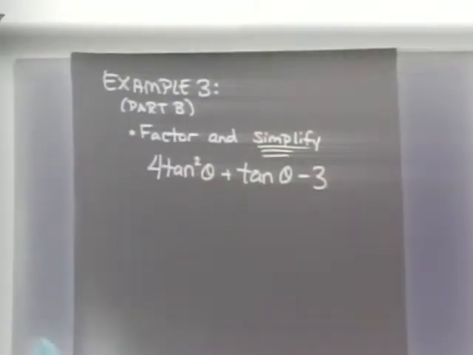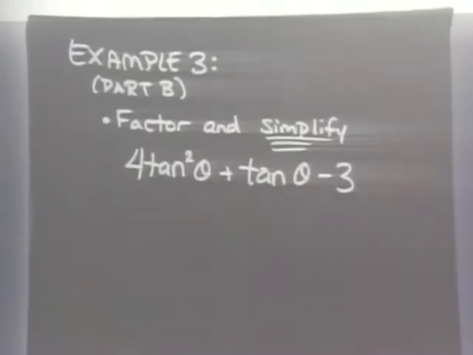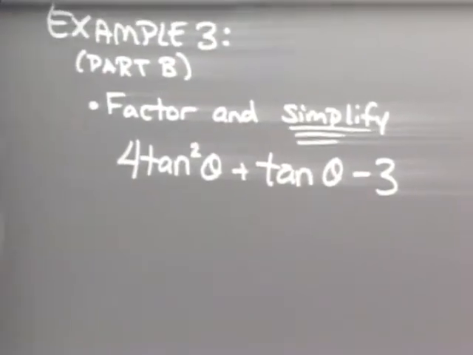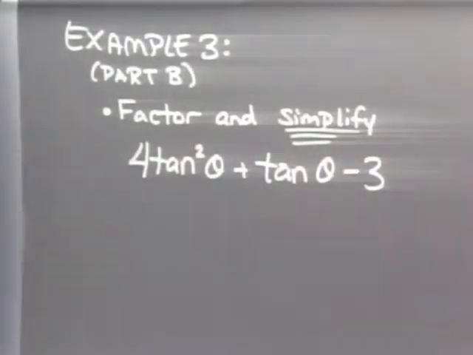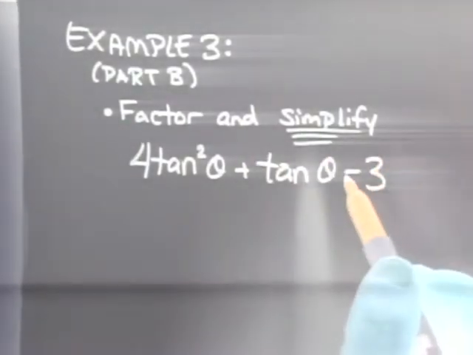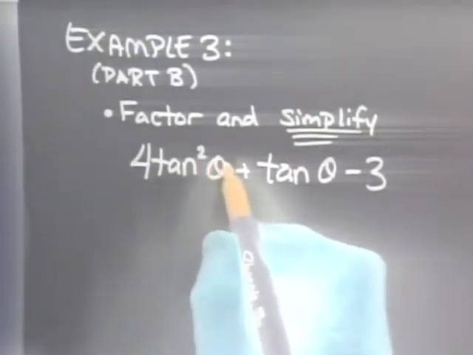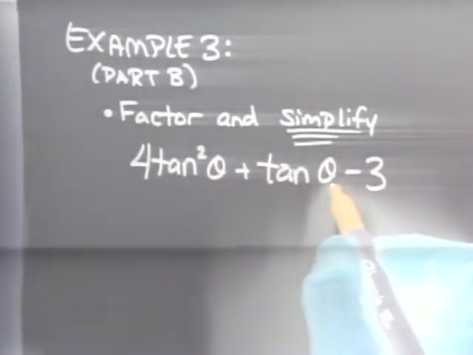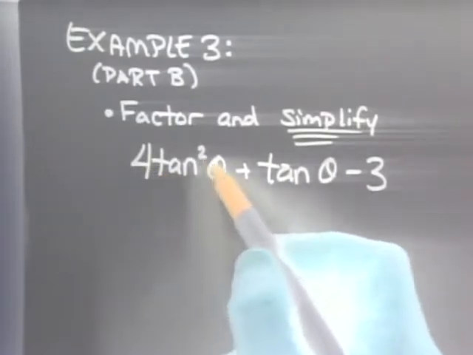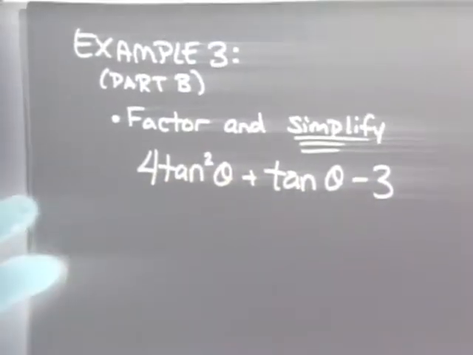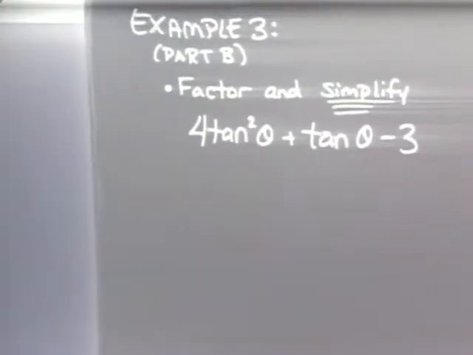All right, example 3, this is part B, asked to factor again, but this time, when we go to factor, we have 3 pieces. So we have 4 tangent squared theta plus tangent theta minus 3.